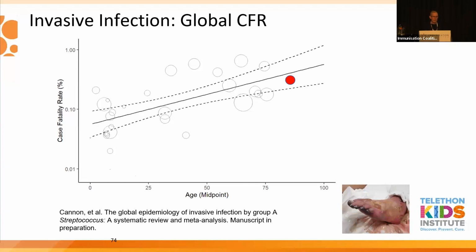So what that tells us is if you're over 85 and you present with invasive disease, your mortality rate within 30 days is something of the order of 25%. So it's a very high mortality rate. And it's actually even higher for invasive disease caused by C's and G's Streptococcus. So at the extremes of age, mortality for these infections is very high.